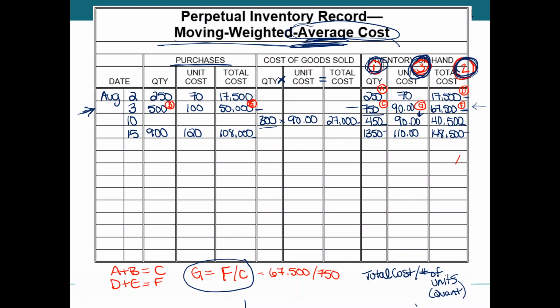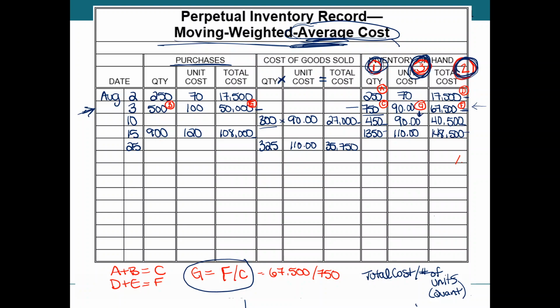On the 25th, we have another sale. Again, we don't have to separate anything out. We only have the one new cost that we use. So we sell 325. We use the $110 that we just calculated. If you multiply that out, you get $35,750.